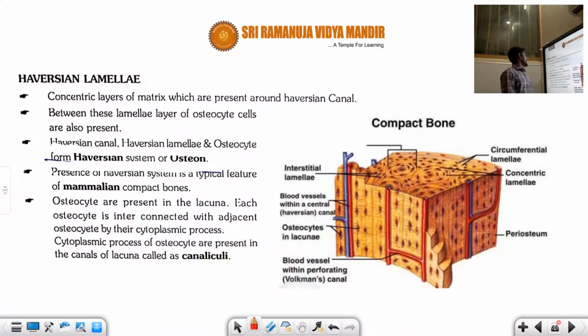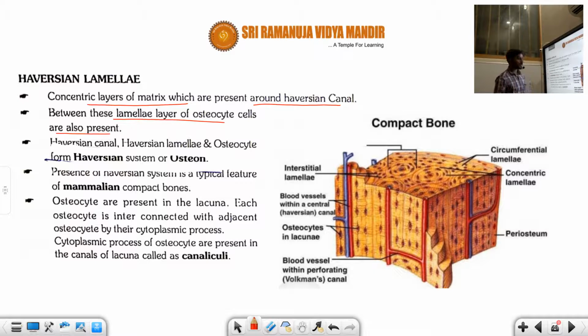The next, Haversian lamellae. Okay, Haversian lamellae means it is also matrix only, right? So the concentric layers of this matrix which are present around the Haversian canal. So it is one type of the matrix. Where is it present? Around the Haversian canal. Between these lamellar layers, osteocyte cells are also present.